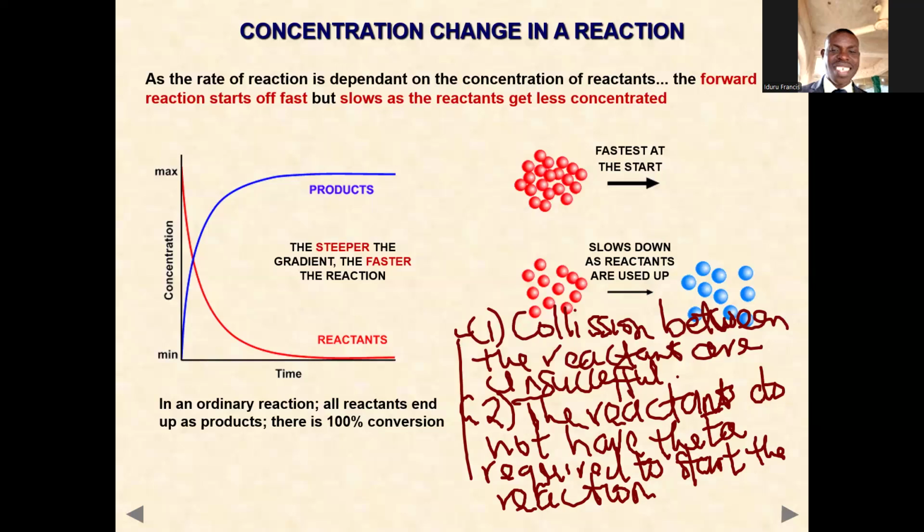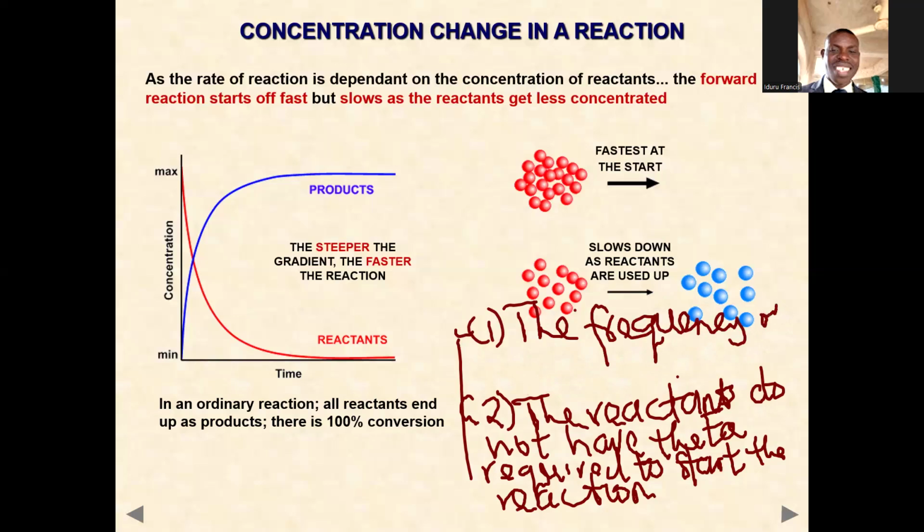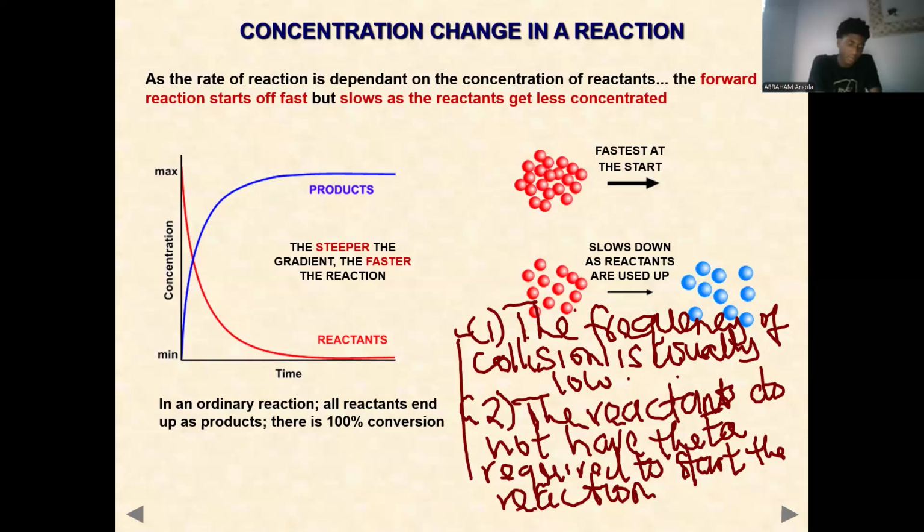Number three, the frequency of collision is usually low. Therefore, the reaction is a slow reaction.